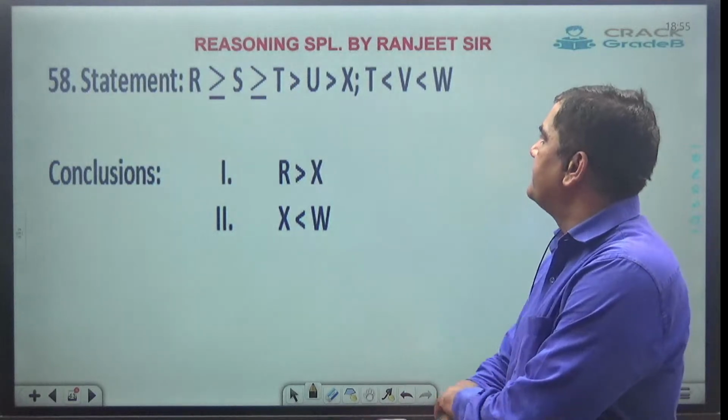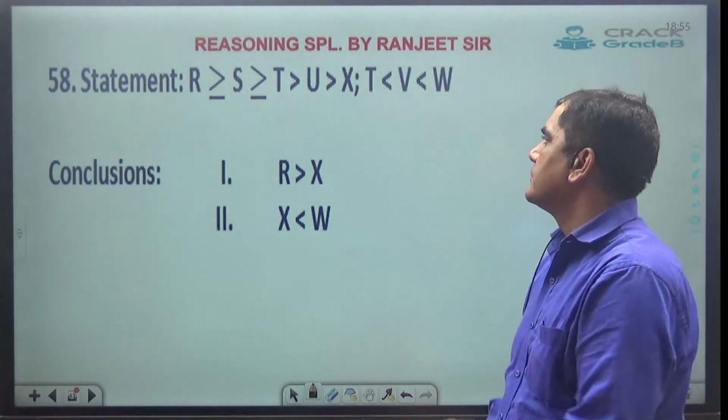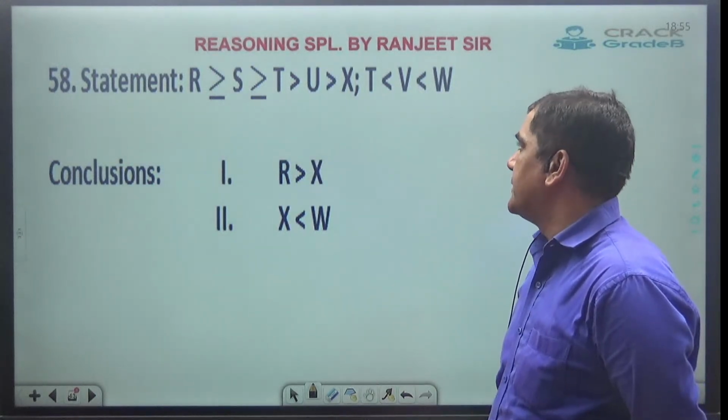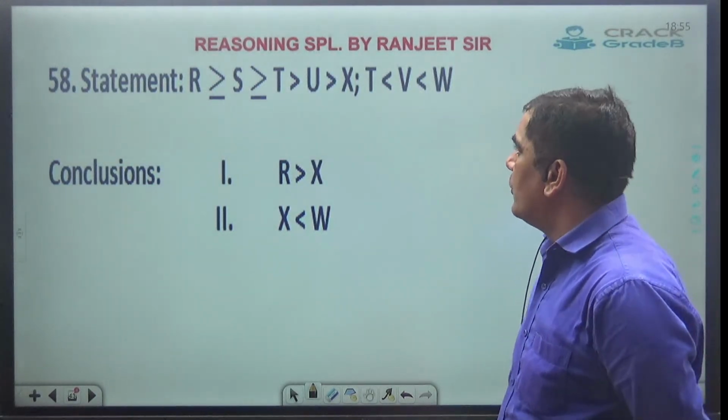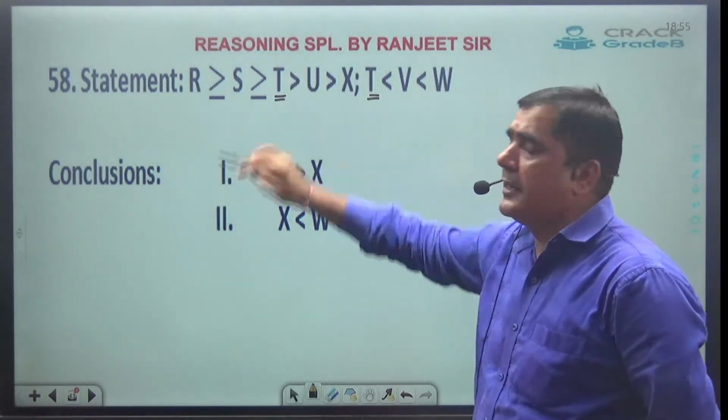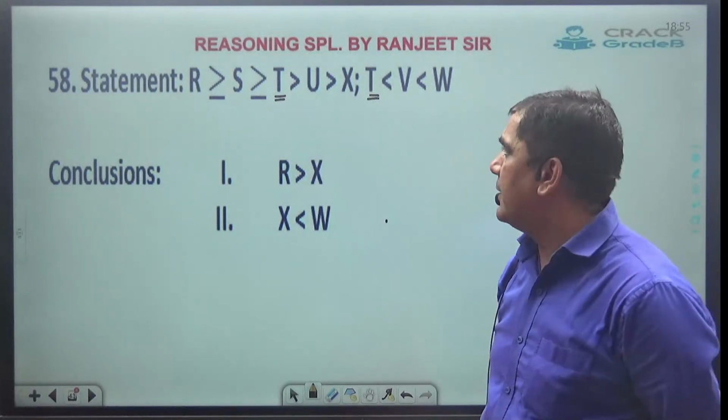Let's go with this one. Two statements they have given: R, S, T, U, X, and T, V, and W. What is common? T is common. Can I combine? No, sir, you can't combine because T comes in the middle.